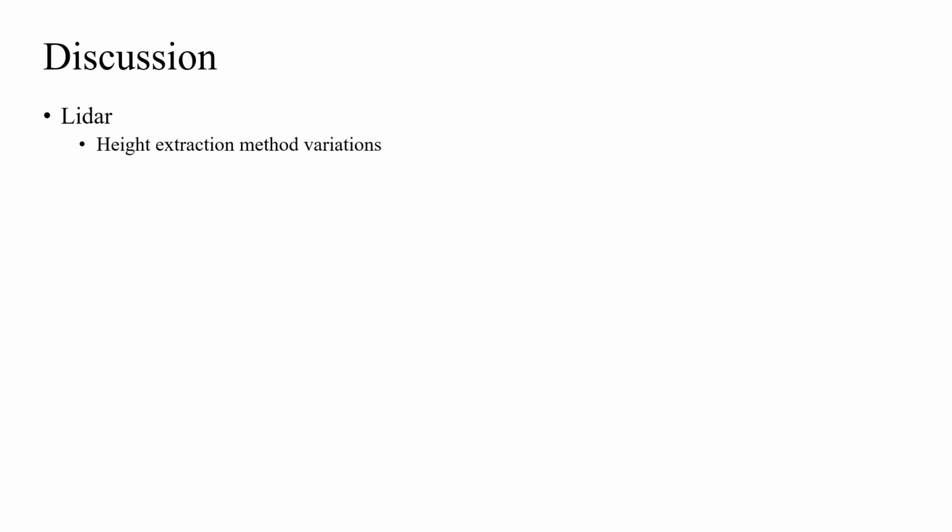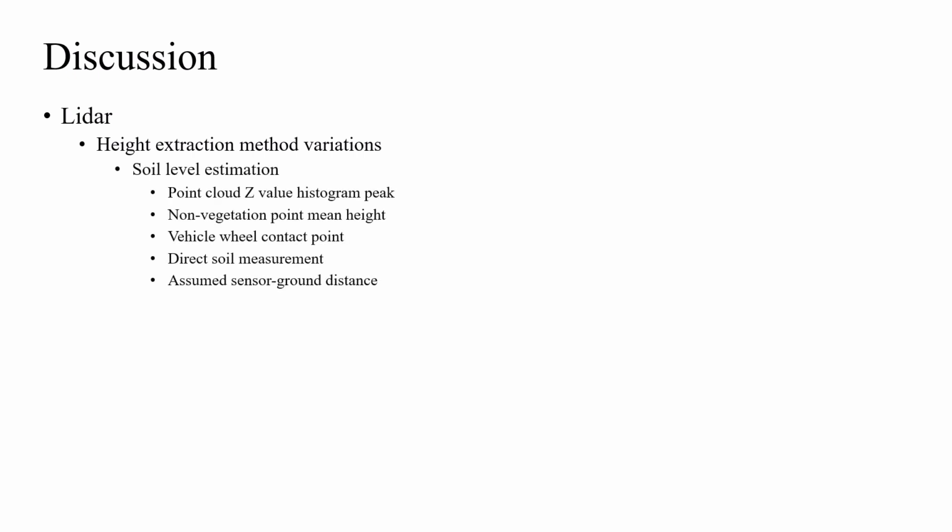There are a few general steps for extracting plant heights from LiDAR point clouds. However, the exact methods for each step vary among different studies. The first step usually involves soil level estimation, because soil height serves as a baseline for plant height to be referenced to. And researchers have utilized a point cloud z-value histogram peak, non-vegetation point mean height, vehicle wheel contact point, direct soil measurement, which was the case of our study, and assumed sensor to ground distance.